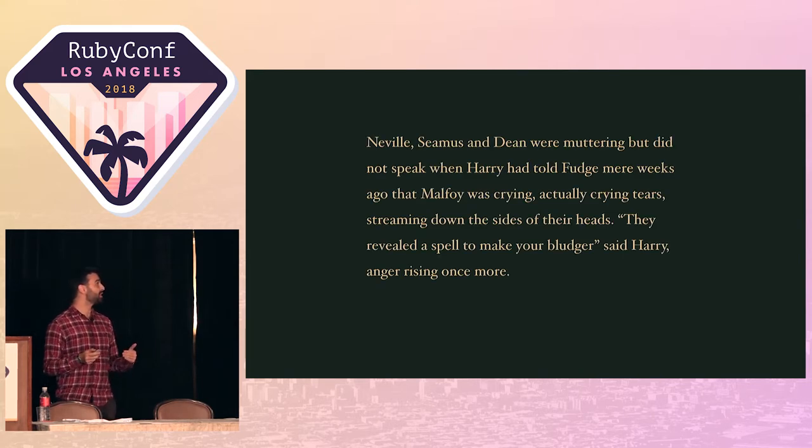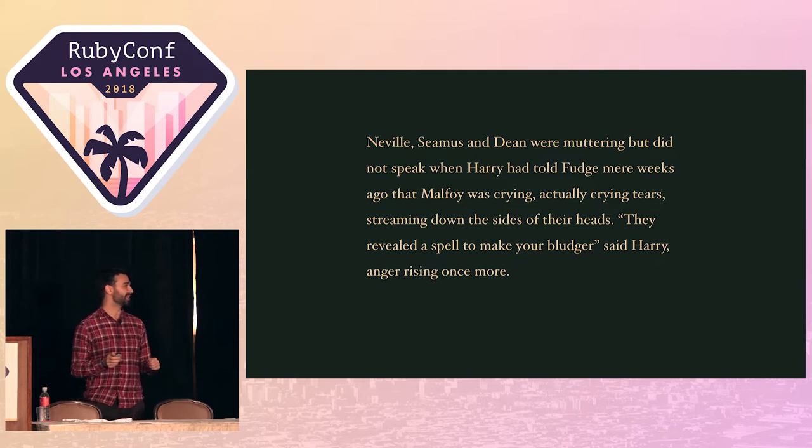Neville, Seamus, and Dean were muttering, but did not speak when Harry had told Fudge mere weeks ago that Malfoy was crying, actually crying tears, streaming down the sides of their heads. They revealed a spell to make your blood jet, said Harry, anger rising once more.